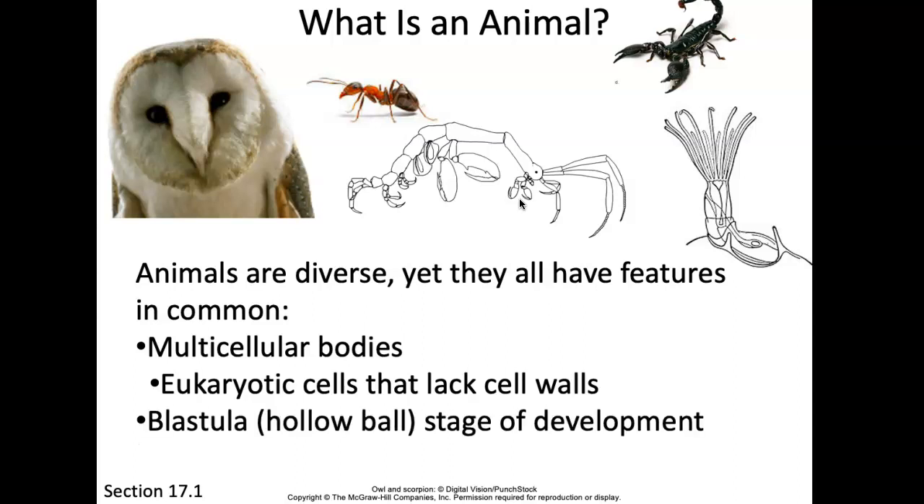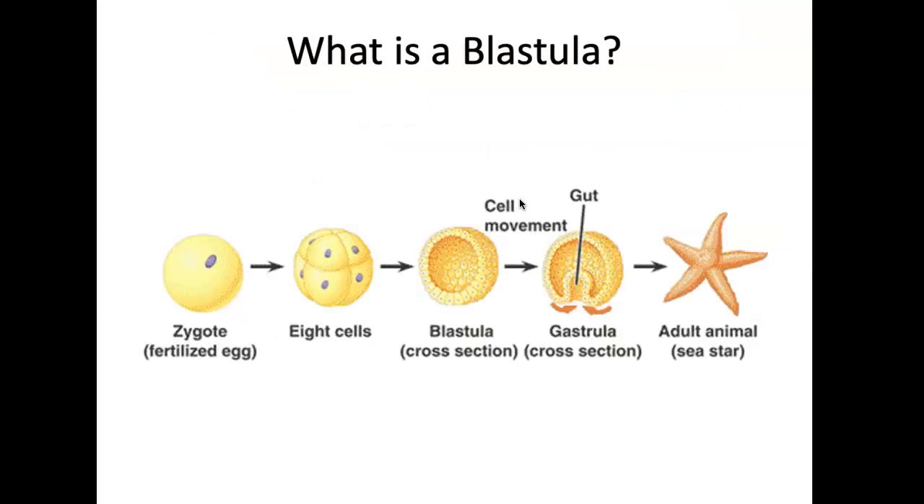And what else? They have a blastula. Well, what is a blastula? This has to do with a stage of development, what the embryo looks like as it's developing. So you really do have to go to embryology to determine if an organism is an animal or not. Think of a zygote, which is a fertilized egg. You have a little egg, it's been fertilized, and now it's going to start to divide and become an organism. In this example, it's going to become a sea star.